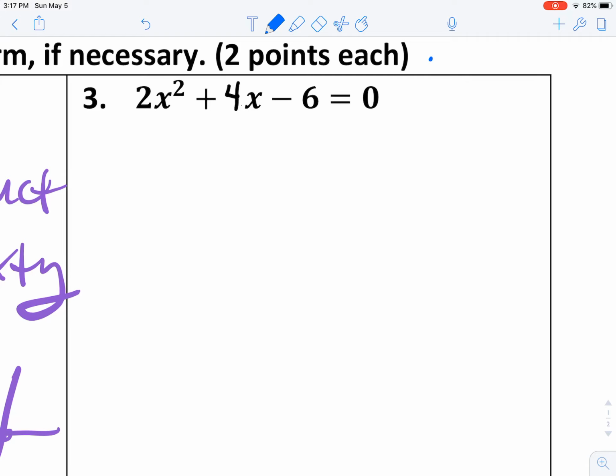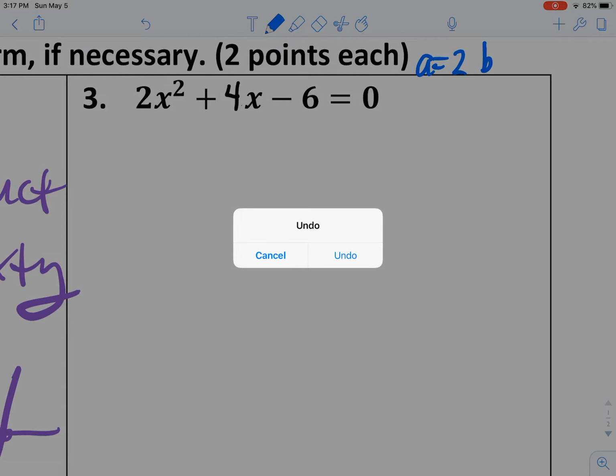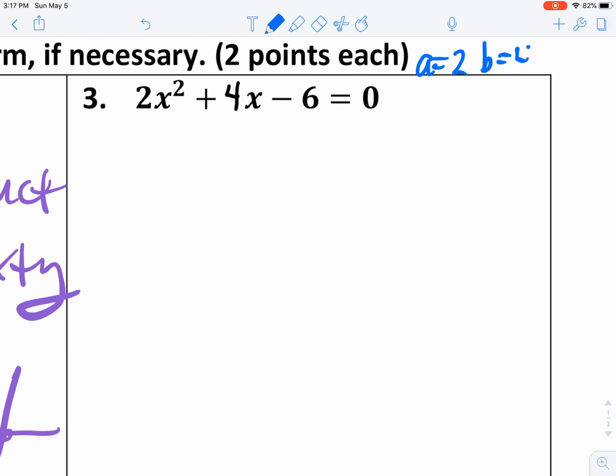So we're going to once again identify A, B, and C. A is 2, B is 4, and C equals negative 6. So the first thing we're going to do is multiply A times C, which is going to give us negative 12. So we're looking for two numbers that multiply to negative 12 but add to B, which is 4.